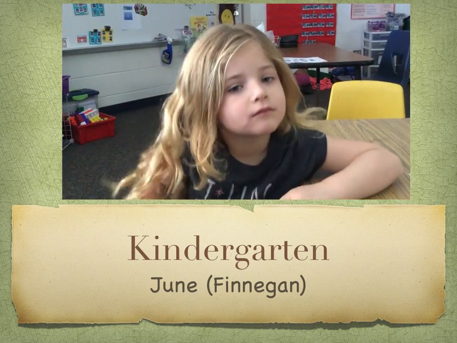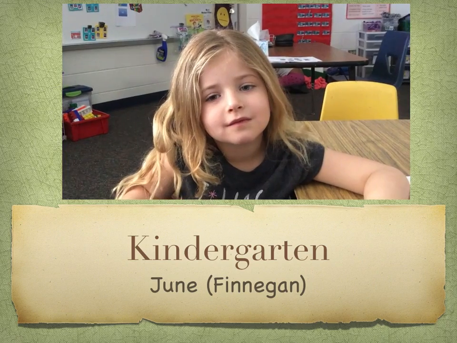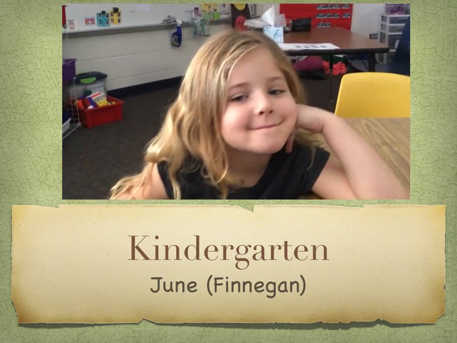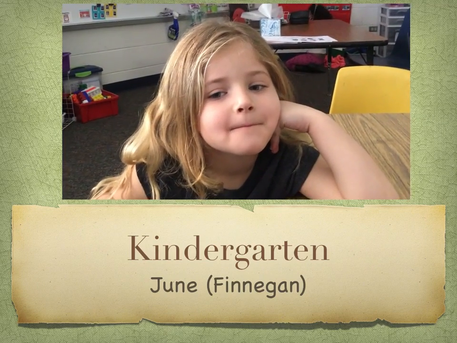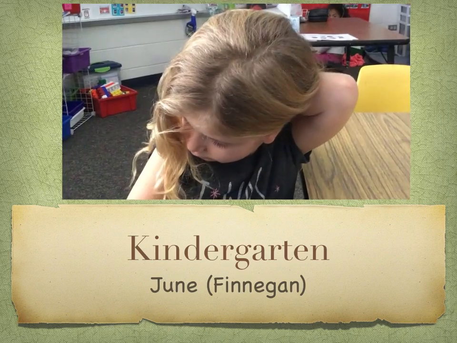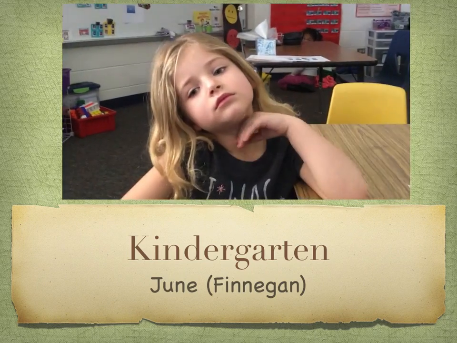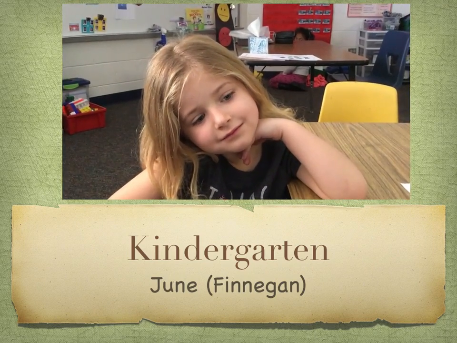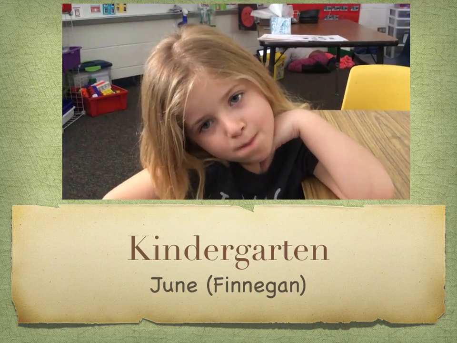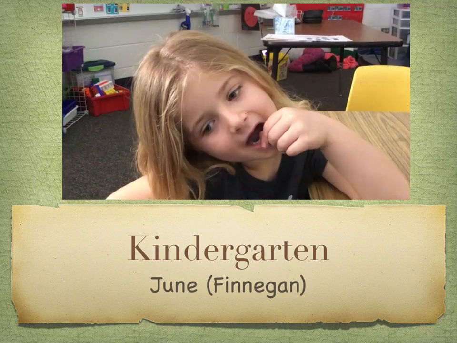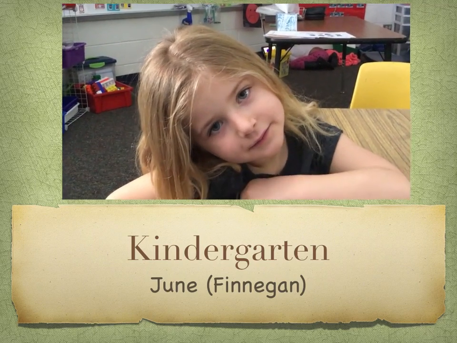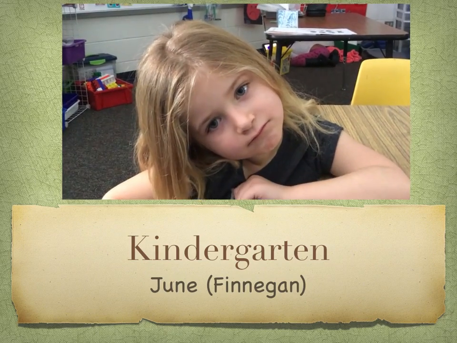Hi everybody, this is Mrs. Finnegan, and this is my friend June. Say hi, June. Hi. June is in kindergarten, and she's going to help me explain how we get a number 3 on our response for shared reading. There's 3 things that we need to do, June. The first thing we need to do is restate the question. The second thing is answer the question. And the third thing is cite the evidence, okay?